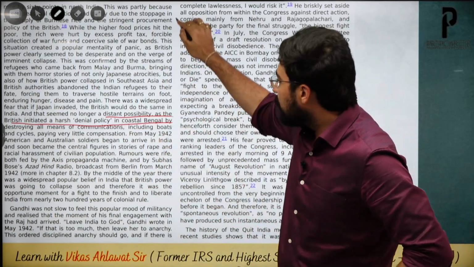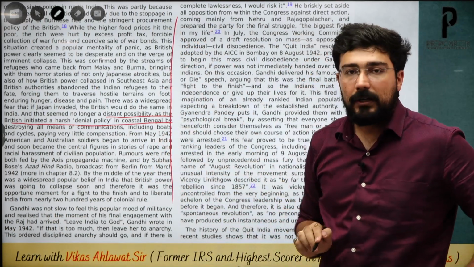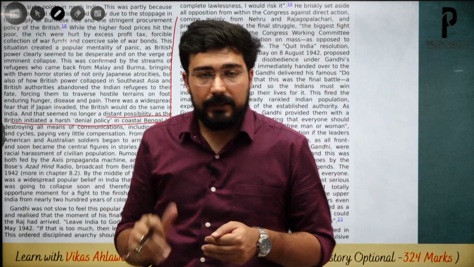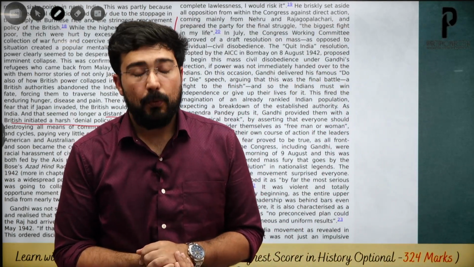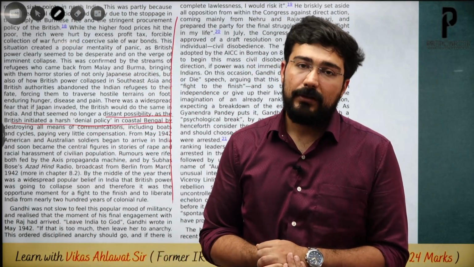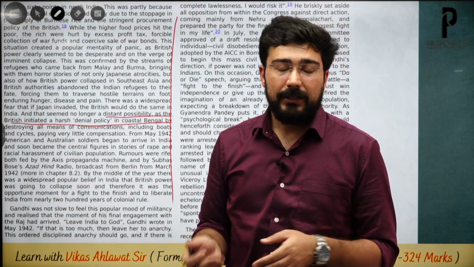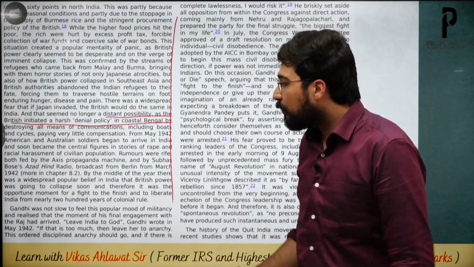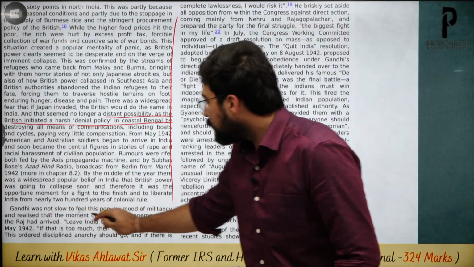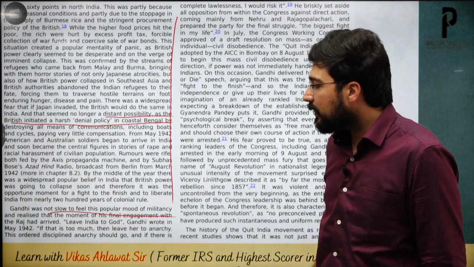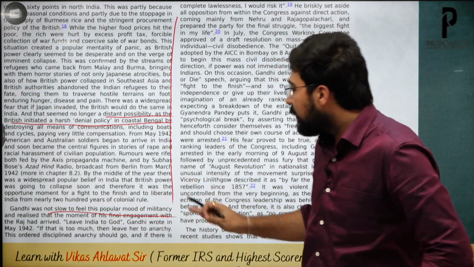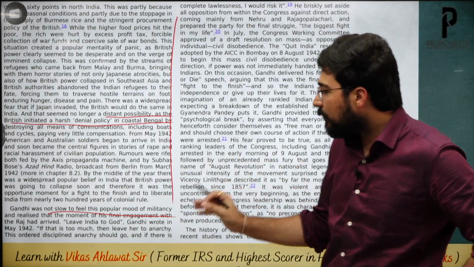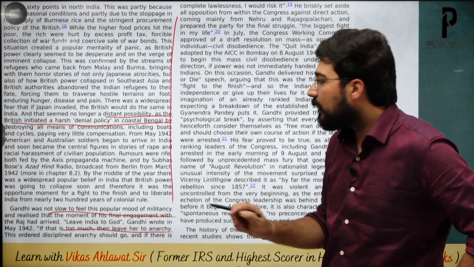So this whole policy of the British was going to create a lot of problems in India, and this was being seen by Gandhiji. He witnessed what was happening in India during the wartime. So by 1942, the tolerance limit of the Indians had already gone, and a leader was required who could channelize it. Gandhiji was not slow to feel this popular mood of militancy and realized that the moment of the final engagement with the Raj had arrived. "Leave India to God," he wrote in May 1942. "If that is too much, then leave her to anarchy."